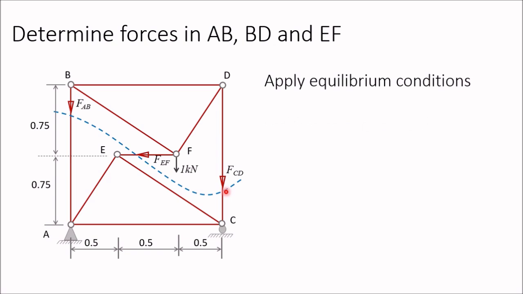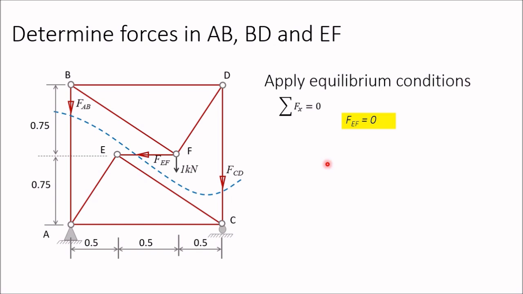Now we will apply equilibrium conditions. So three equilibrium conditions are there: sigma Fx equal to 0, sigma Fy equal to 0 and sigma M equal to 0. So I am applying here first sigma Fx equal to 0. So you can see here there is only one force which is in x direction. So there are in total 4 forces in upper part of the section: FAB, FEF, 1 kilonewton and FCD. Out of these 4 forces, only one force FEF is in x direction. So that force should be 0. So FEF is equal to 0. There is no other force. Therefore FEF is equal to 0.